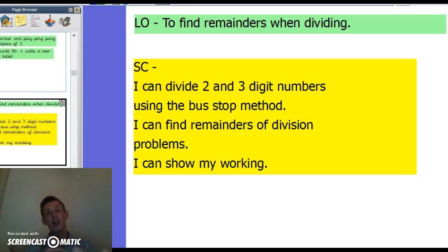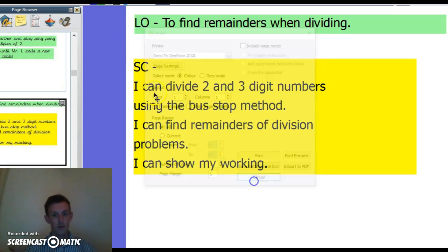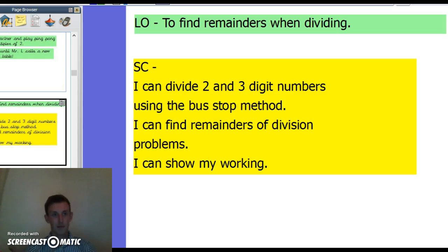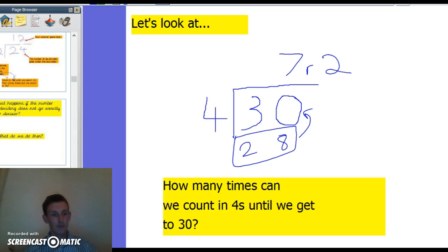Okay then, so to find remainders when dividing. Our success criteria: I can divide 2 and 3-digit numbers using the bus stop method. I can find remainders of division problems, and I can show my workings. But what happens if the number we are dividing does not go exactly with our divisor? What do we do then?